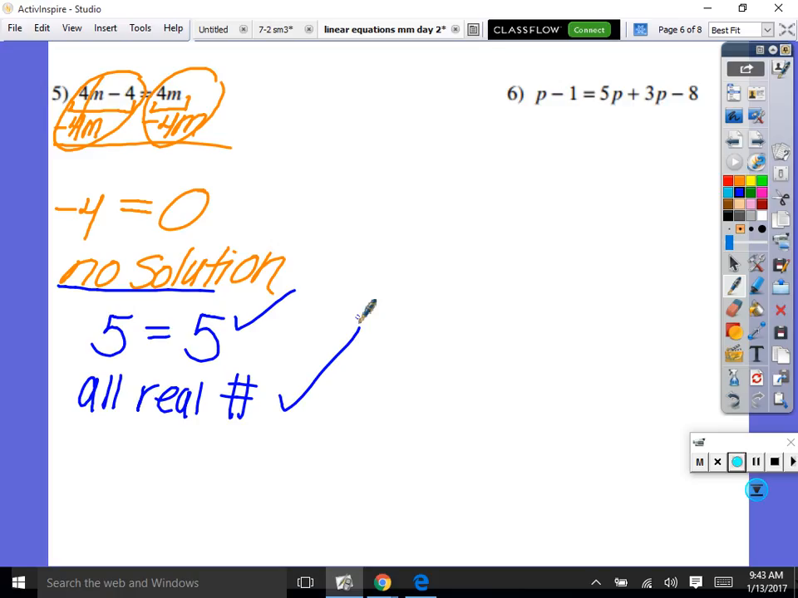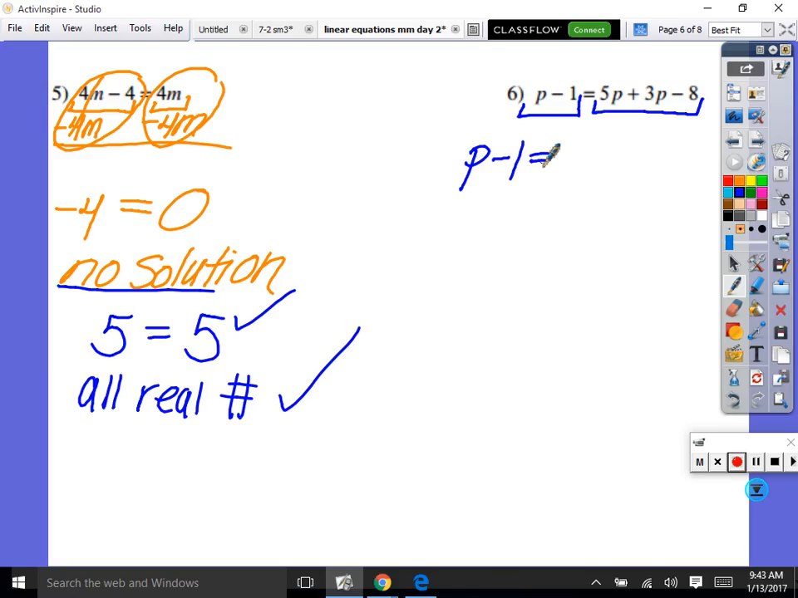Okay, here we go. So let's go on to 6. This is getting a little bit more advanced. If you follow the step-by-step instructions, then it's easy. So everybody, the first step is combine like terms on this side and combine like terms on this side. So look, p minus 1 has no like terms, so rewrite it. Now if you zoned out, refocus it in.